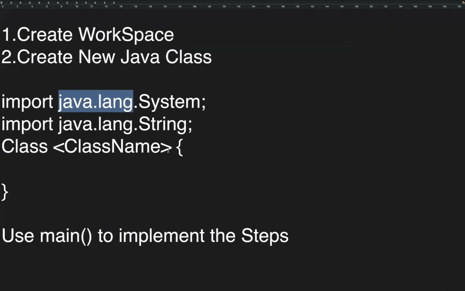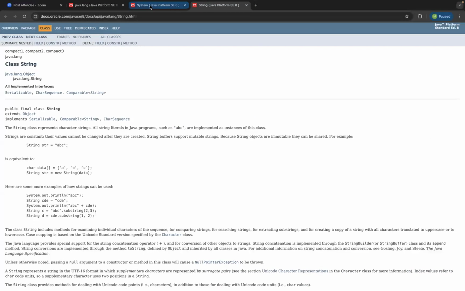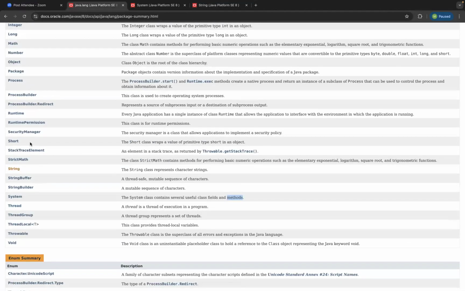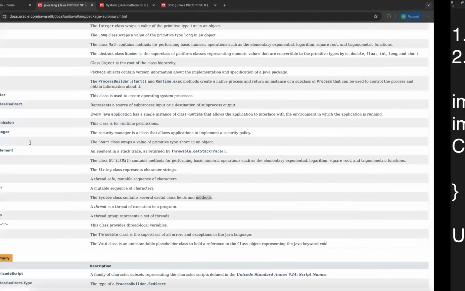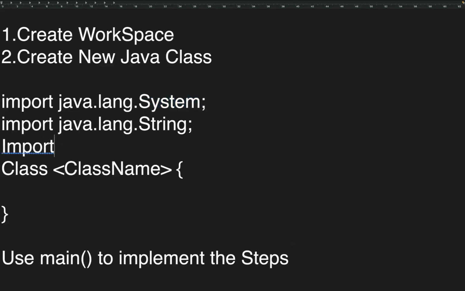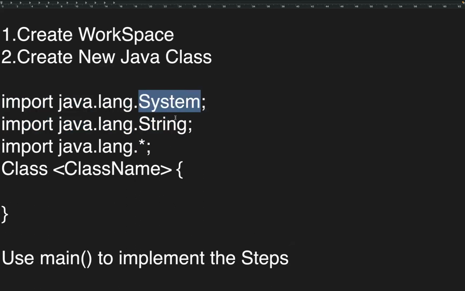But if I want to use all the classes, in the sense, if I go into the java.lang package and want to use all of it, in a single step, how can I call all the classes and methods available in the package? You can use one more way: import java.lang.*. Like this, in a single step everything will come, so there is no need to call individually.